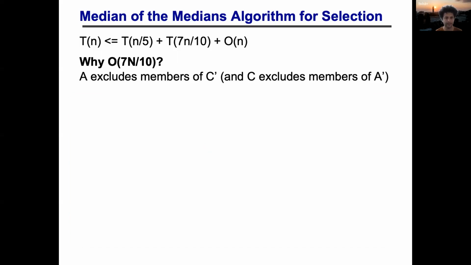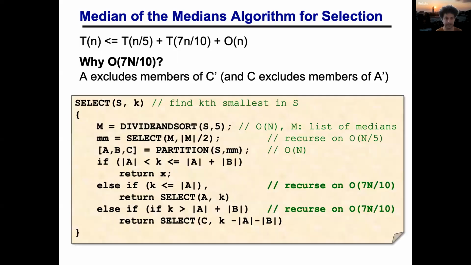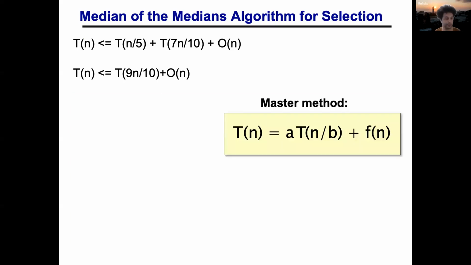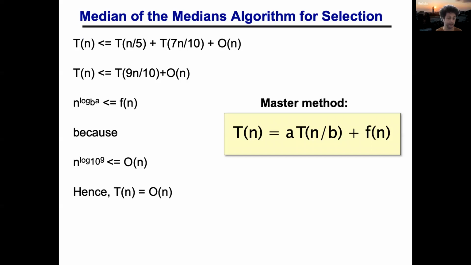Exactly what I said. Remember the same function. So how do I solve this? Well, this is 9 over 10 n plus order n. The master method comes to my rescue, and I look at the n to the log base b of a, which is smaller than f(n), which is the cost of combination. And therefore it solves to order n, then done.